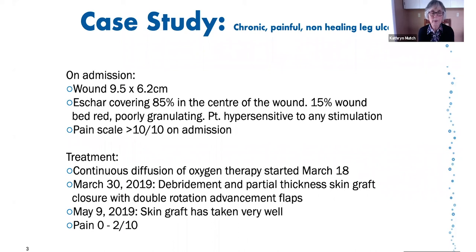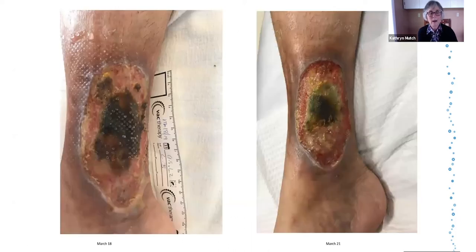So I'm going to go through some of the treatment plan and how this wound progressed with the use of continuous diffusion of oxygen. So this is March 18th, a day after admission. Sorry, the quality is not great, but you can see that it was certainly not doing well. Granulation tissue, there was a little red, but very poor, and eschar covered. Normally, the recommendation would be to remove necrotic tissue before starting continuous diffusion of oxygen, but she would not have tolerated going near her to remove any of that necrotic tissue.